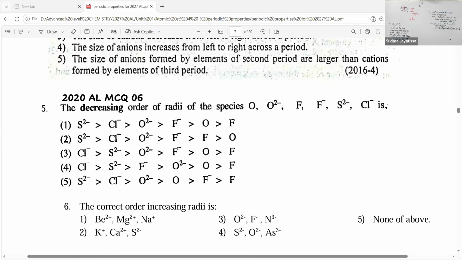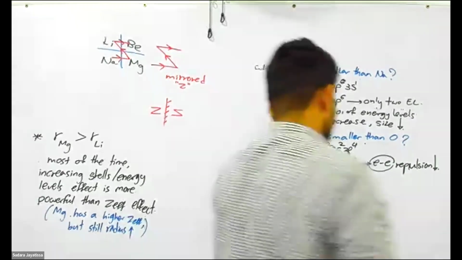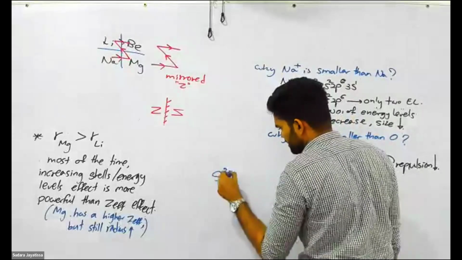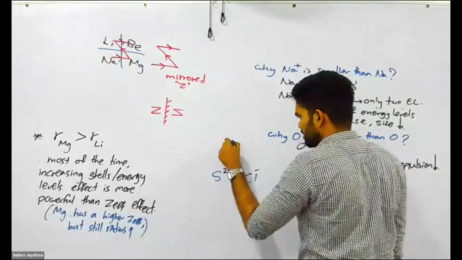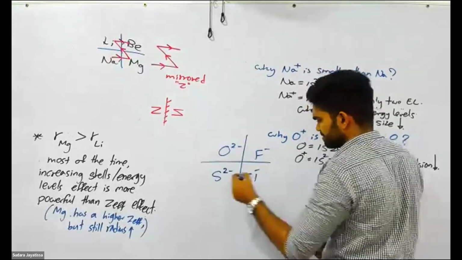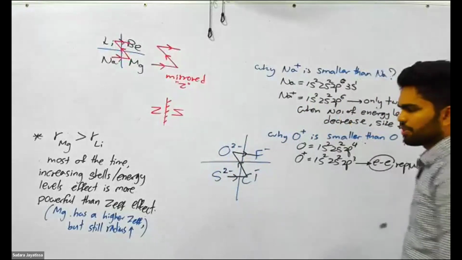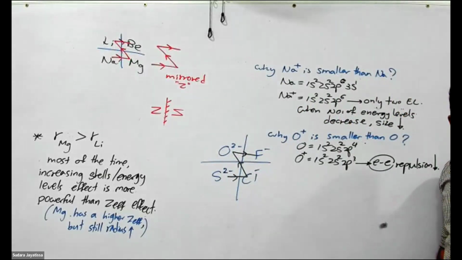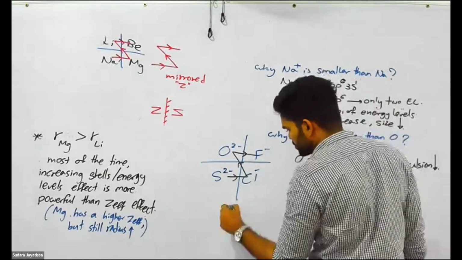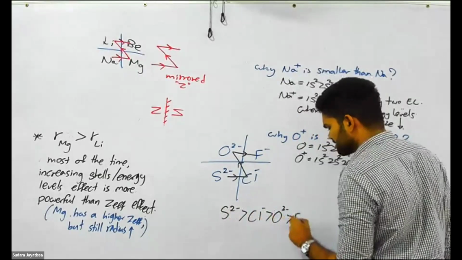Now, first of all, I'll give you a review for that one. Sulfide, chloride, oxide, and fluoride. The mirror descent is true. Why? Because the downward group effect, the energy level effect, is more powerful than the charge. So S2 minus is the largest, then Cl minus, then O2 minus, then F minus.